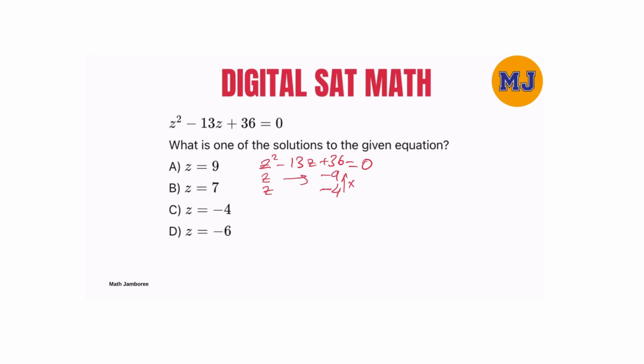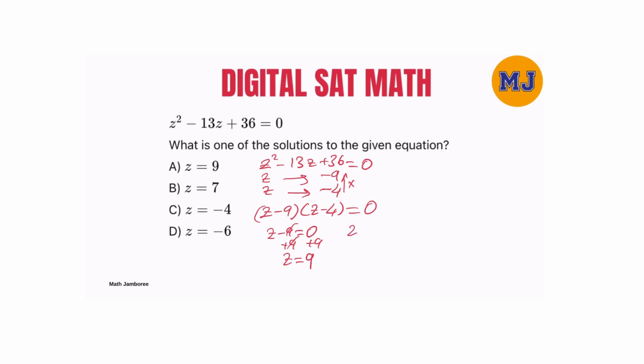After this, you just write your binomials side by side. z minus 9 times z minus 4 will be equal to 0. And you can solve them separately. z minus 9 is equal to 0. Add 9 to both sides. So z will be +9.